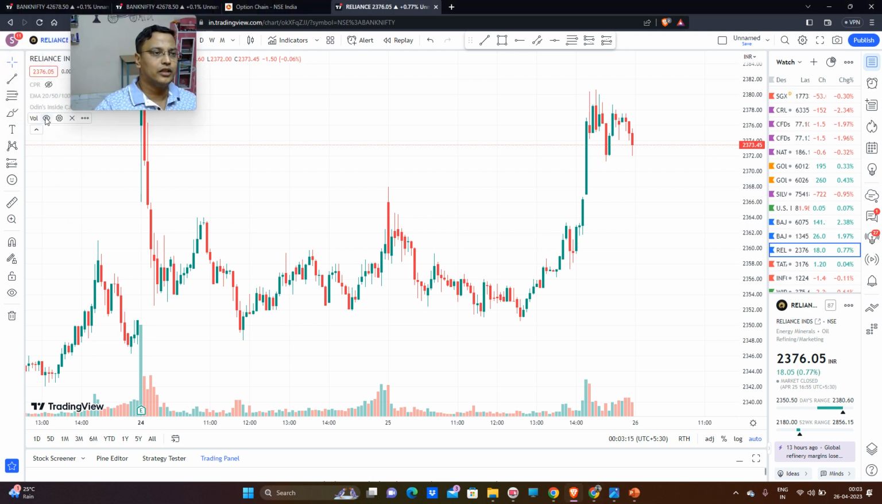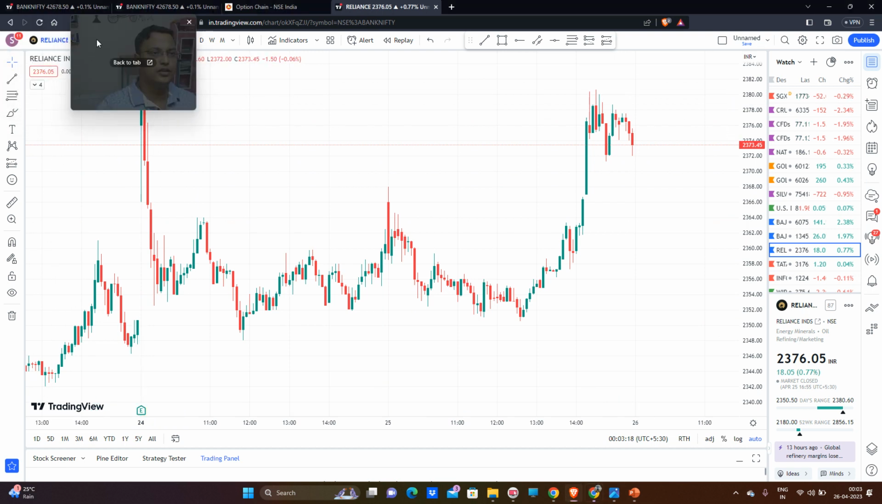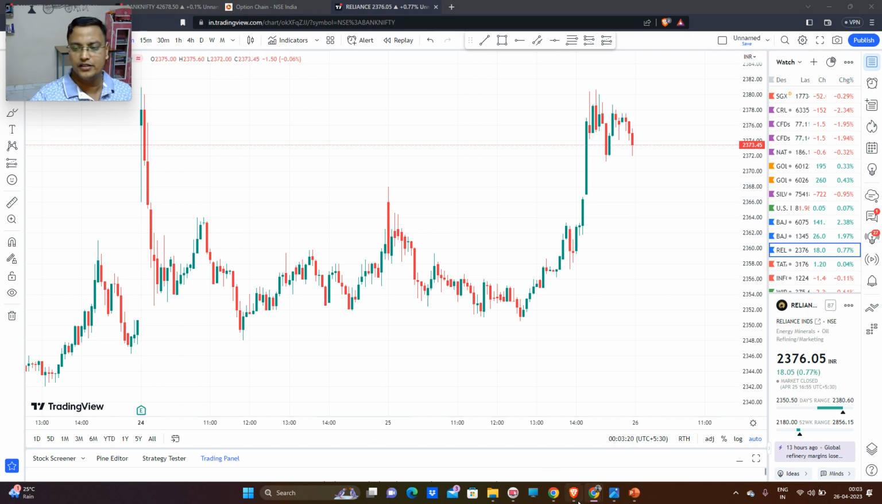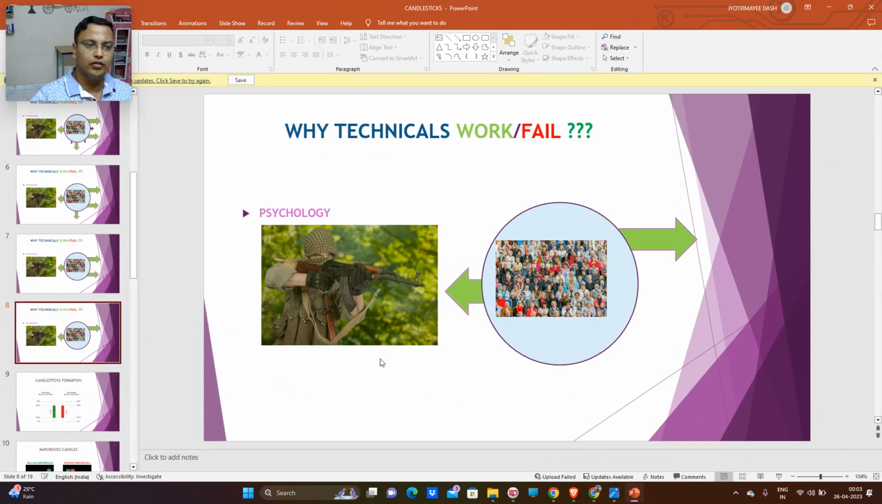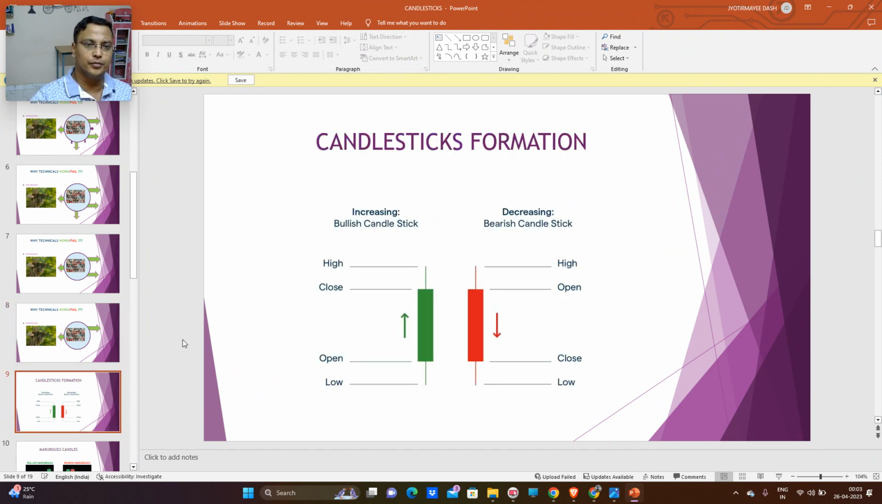So that is what I want to make you understand. These technicals work whenever there is good volume. If the volume is small, these technicals won't work. So you have to confirm the volume first.